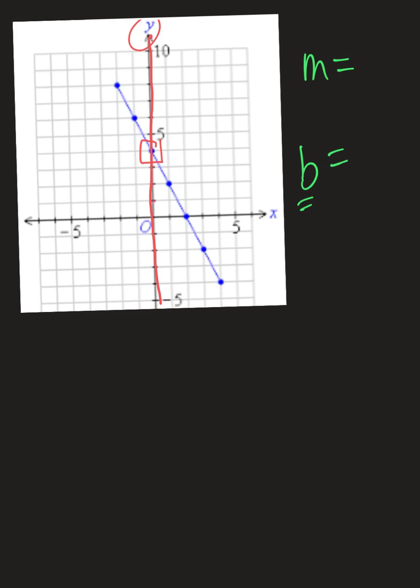Now I have 1, 2, 3, 4, 5. You notice this is marked 5 as well. So that helps me just confirm that this is indeed 4 units up from 0. Okay? So that's my y-intercept, where it crosses the y-axis.